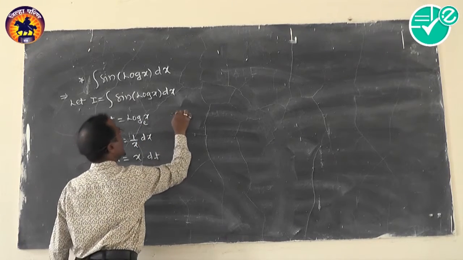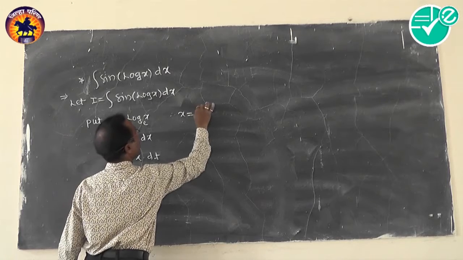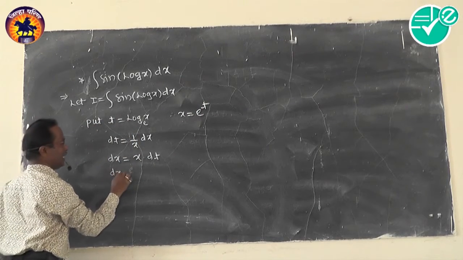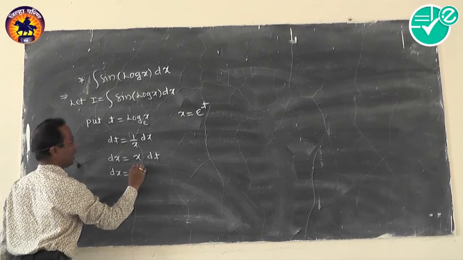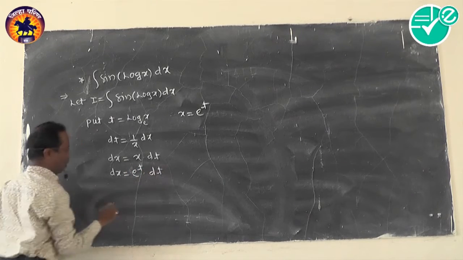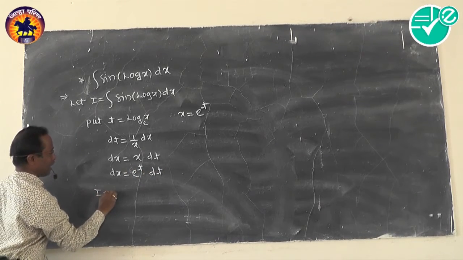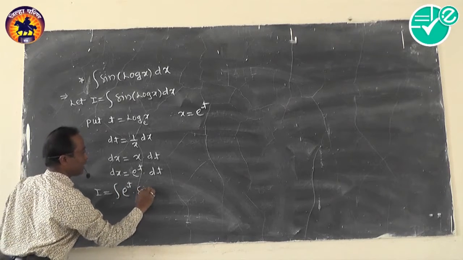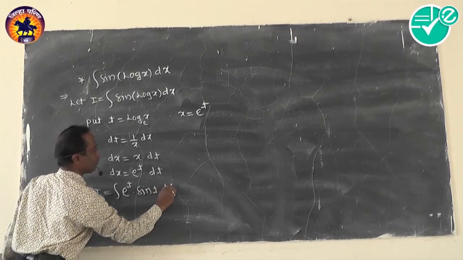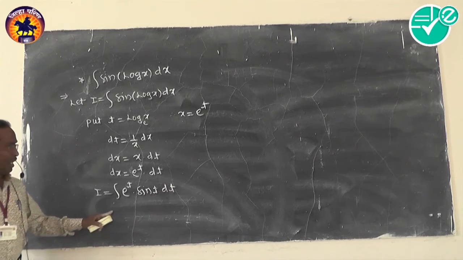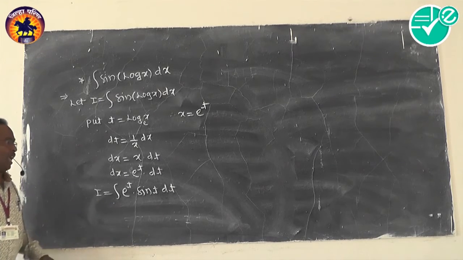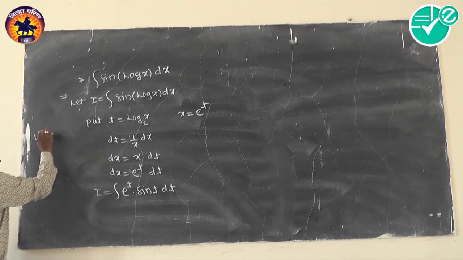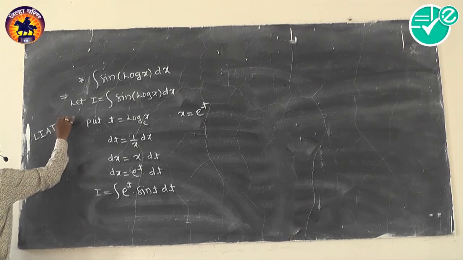Then x is equal to e to the power t. Therefore dx is equal to e to the power t dt. So I can be written as integral of e raised to t sin t dt. E raised to t is exponential function and sin t is trigonometric function. So we apply the LIATE rule.